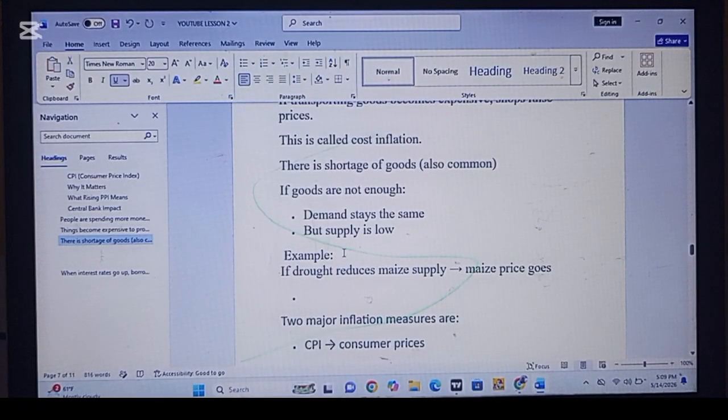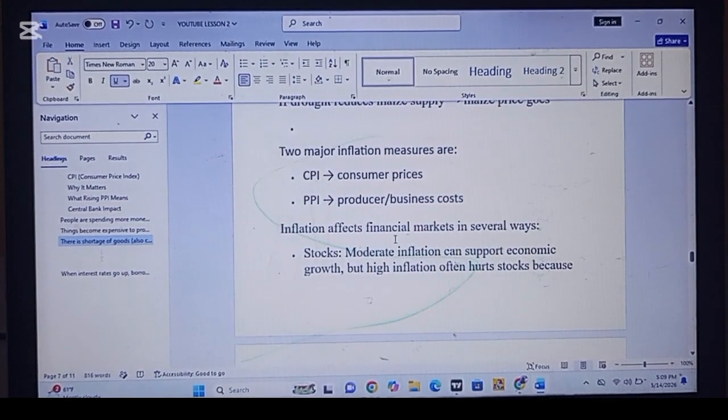Cost inflation, we have this one, demand inflation, and this one, I don't know if I'll call it calamity inflation, but this one is just brought by natural causes. Yeah. So what measures inflation in an economy? We have two: the CPI and the PPI, the Consumer Price Index and the Producer Price Index. Those are the two things that measure inflation in a country, or in an economy.